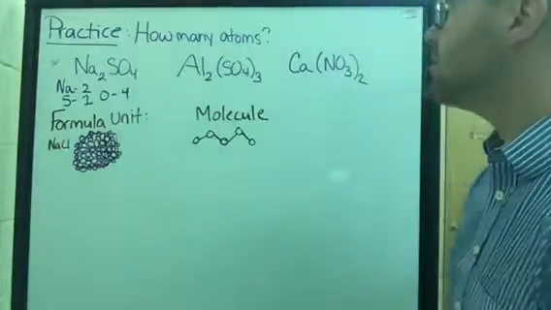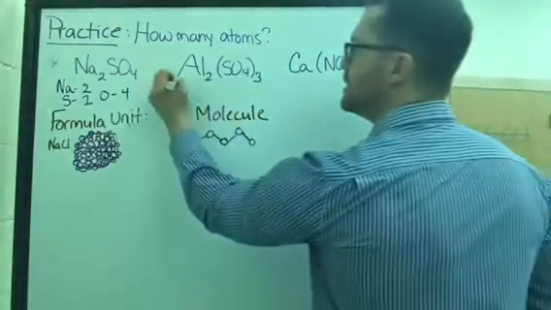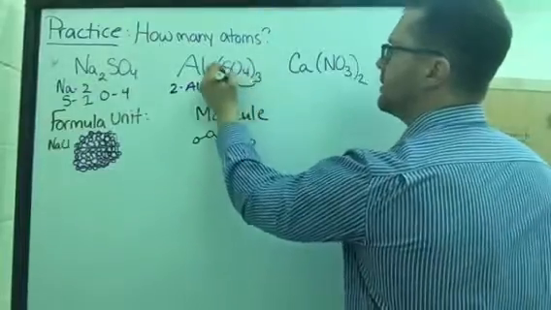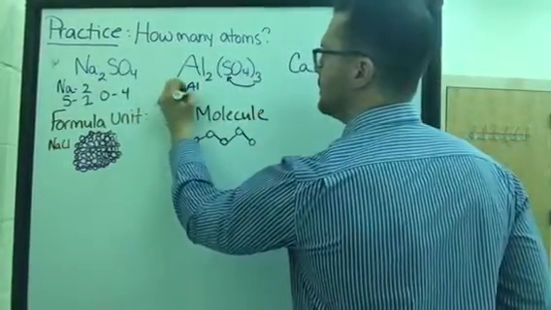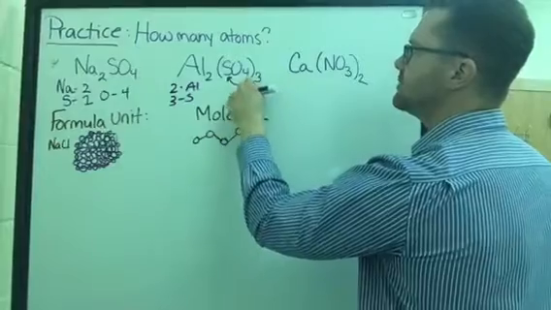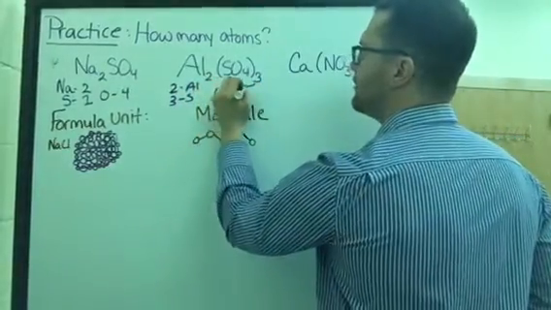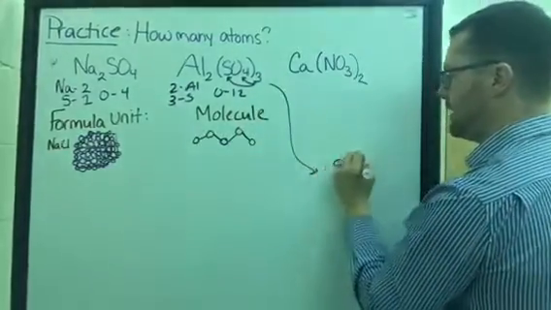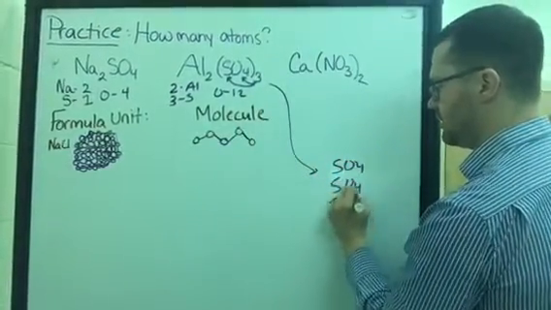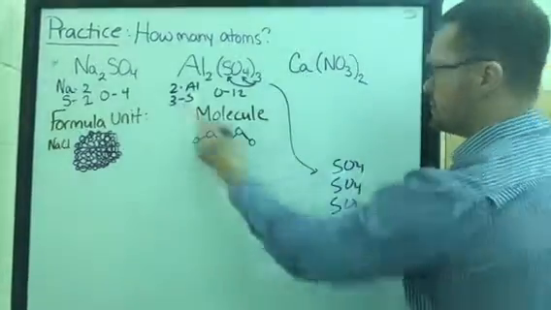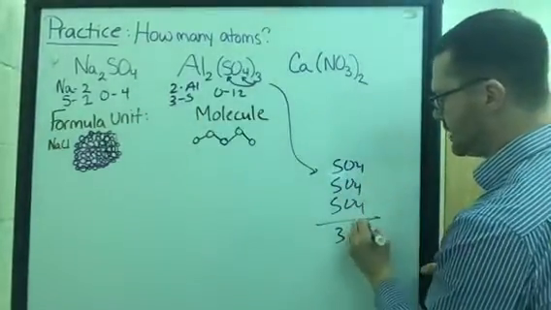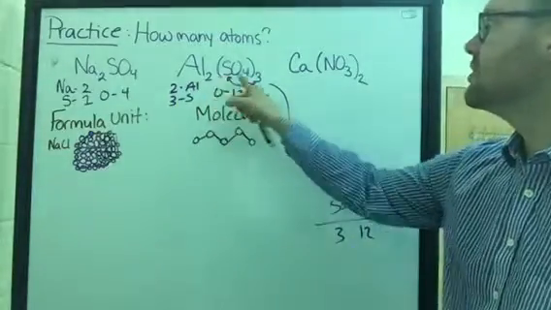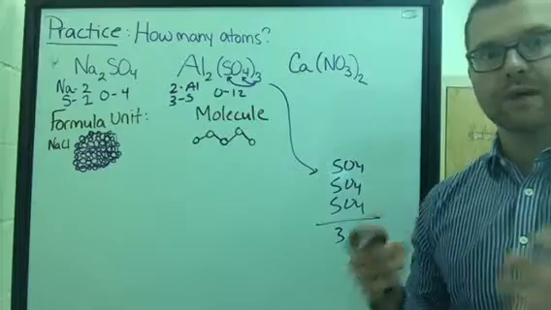All right, let's try aluminum sulfate. So here I have 2 aluminum atoms, and now I've got 3 sulfur, and I have 4 times 3, which is 12 oxygen. So basically what this means here is I have 3 SO4s. So if I add that up, I've got 3 sulfurs, and 4 plus 4 plus 4 is 12 oxygens. So that one's kind of tricky because, again, you have that distributive property with the molecules there.